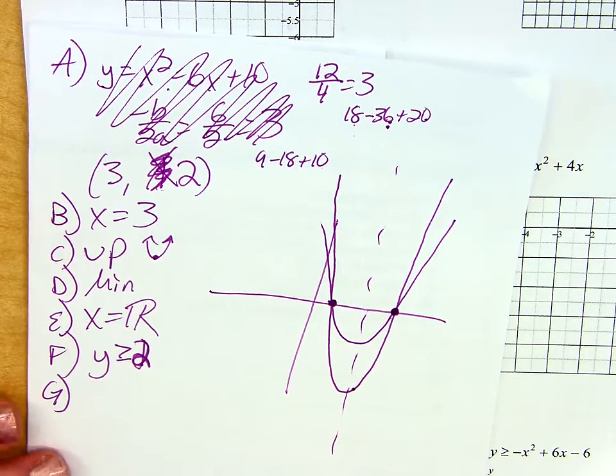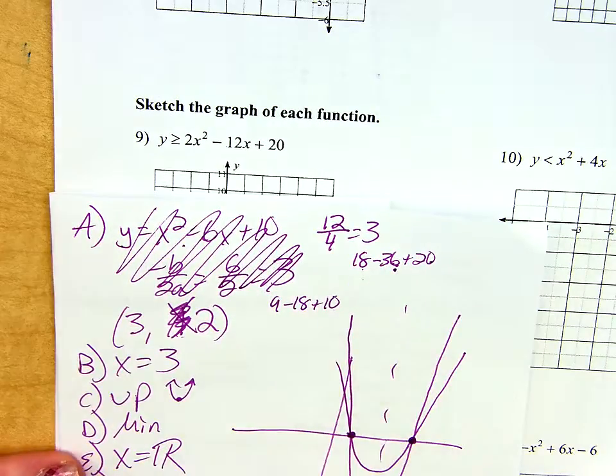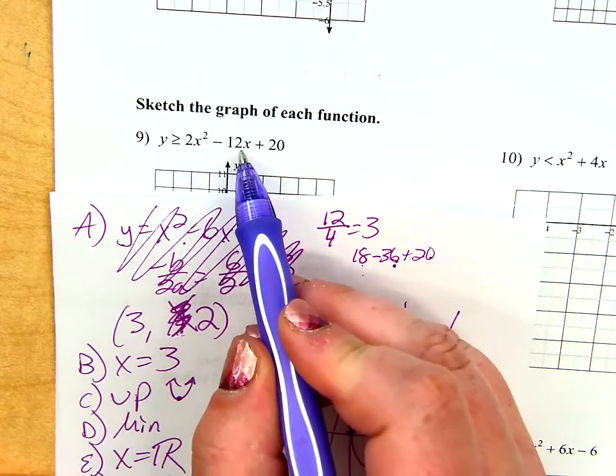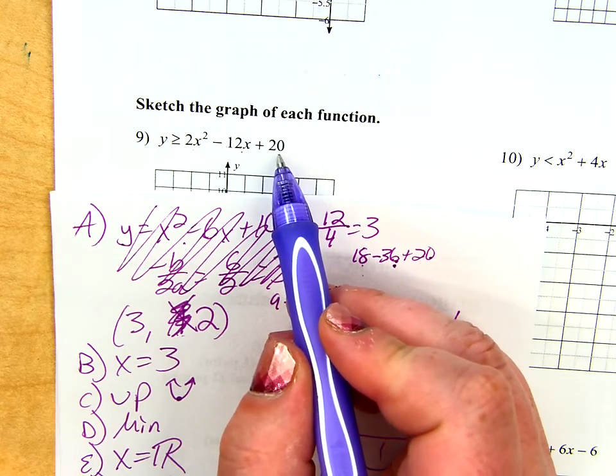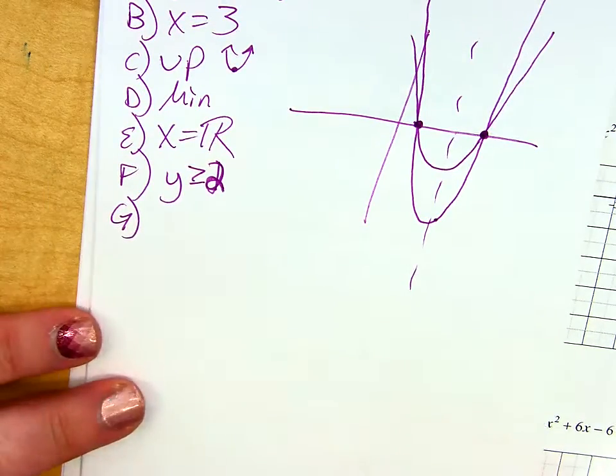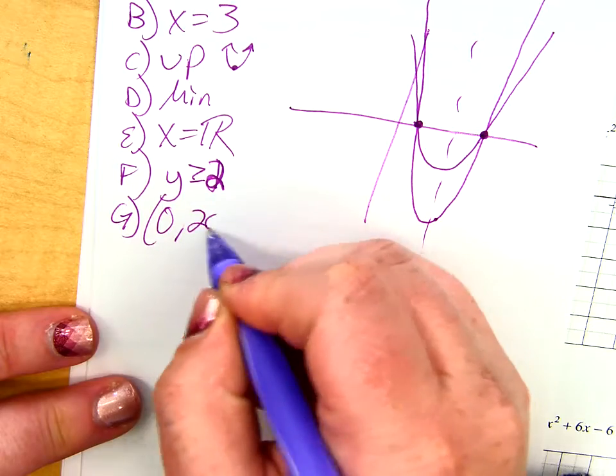Okay, so G are y-intercepts. So let's look at the original. Finding that y-intercept, you plug in 0 for x. What would you get out for y? 20. So G is just going to be 0, 20.